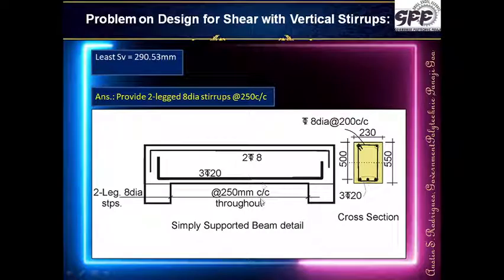If I take a cross section, the cross section looks like this. It is 230 mm, that is the width. 500 mm, that is the effective depth. 550 mm is the overall depth, and that's the stirrup. If you observe, the stirrup is 8 dia at 250 center to center. So that's the way we depict in the elevation and the cross section over here. That's how we depict, and that's the one problem on design of shear with vertical stirrups.